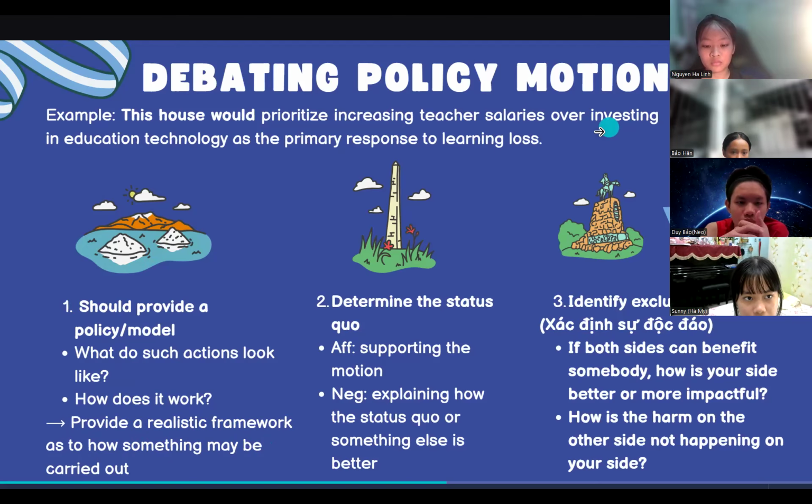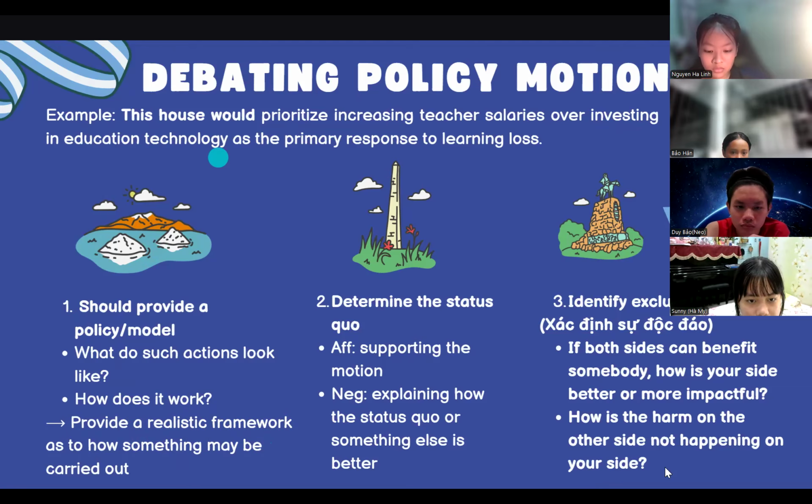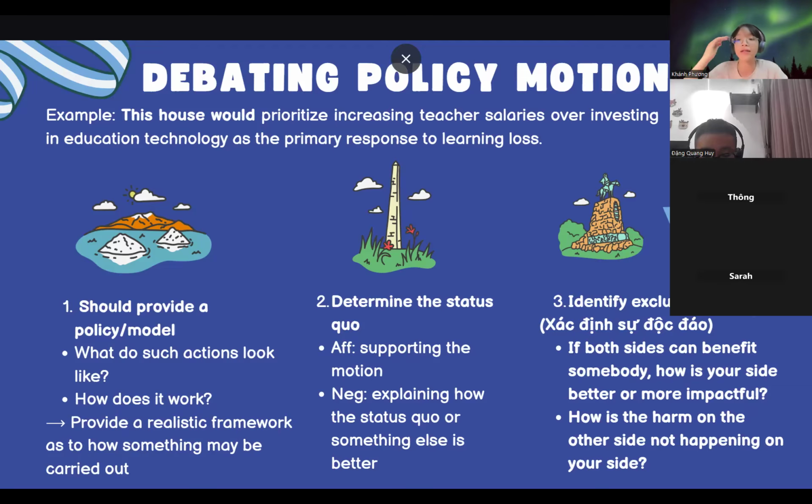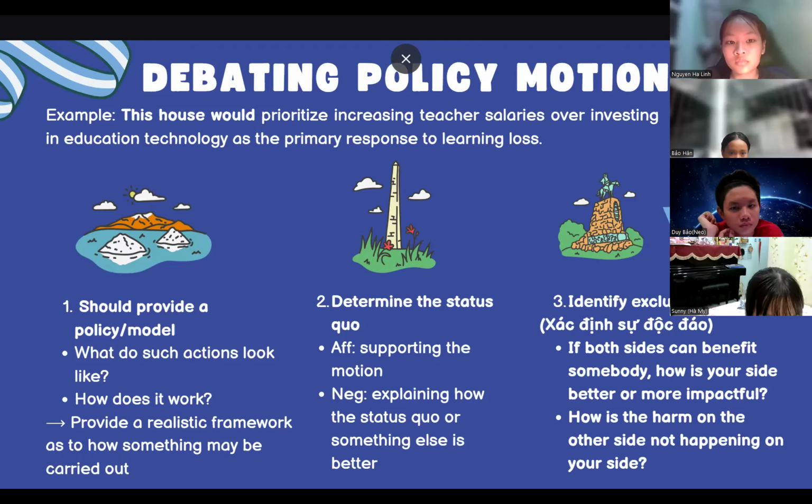If you say that you want to invest in technology, then you have to explain how will you invest and what kind of technology will you invest. So maybe you will invest in more Wi-Fi for kids in mountainous areas, or you will invest in computers for teachers. So you can say that, and you can make it clear when you are debating a policy motion.